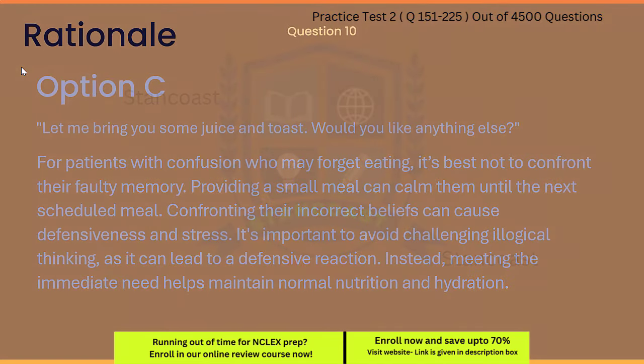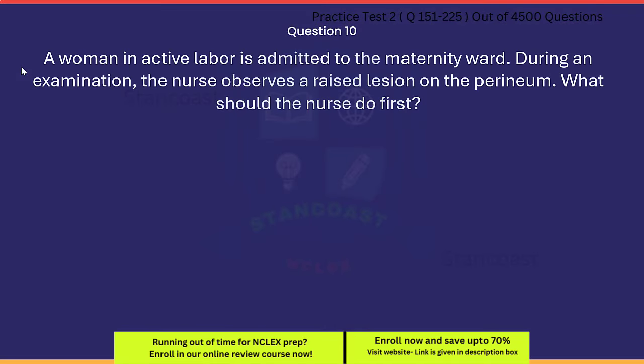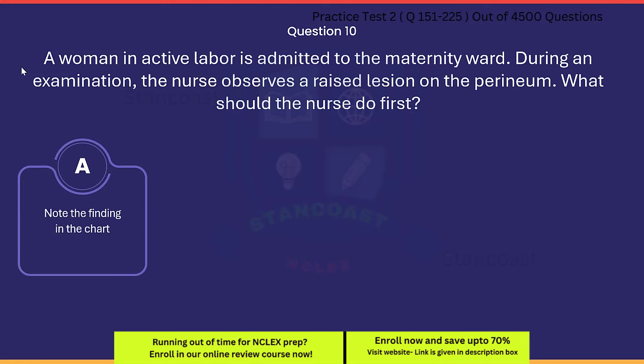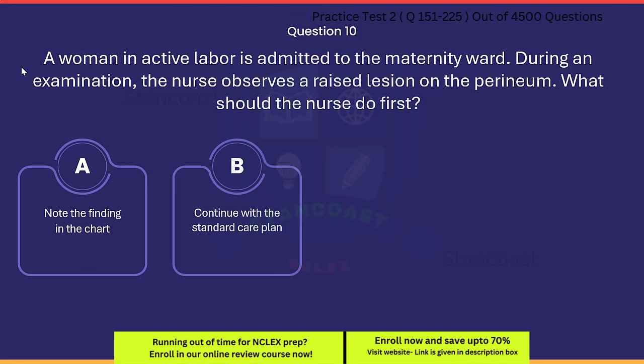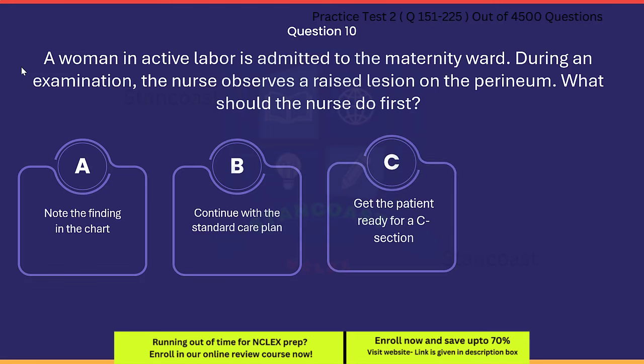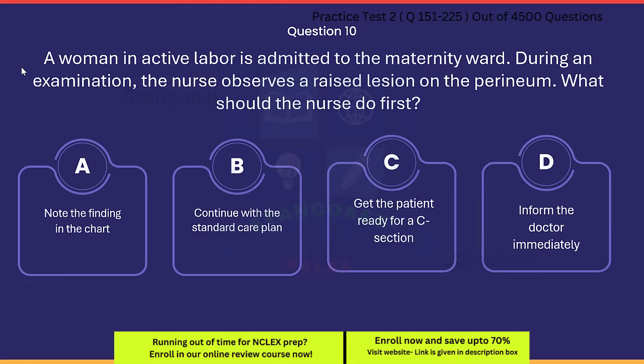All right, next one. A woman in active labor is admitted to the maternity ward. During an examination, the nurse observes a raised lesion on the perineum. What should the nurse do first? A. Note the finding in the chart. B. Continue with the standard care plan. C. Get the patient ready for a cesarean section. D. Inform the doctor immediately. Think about the potential implications of this finding. The correct answer is D.